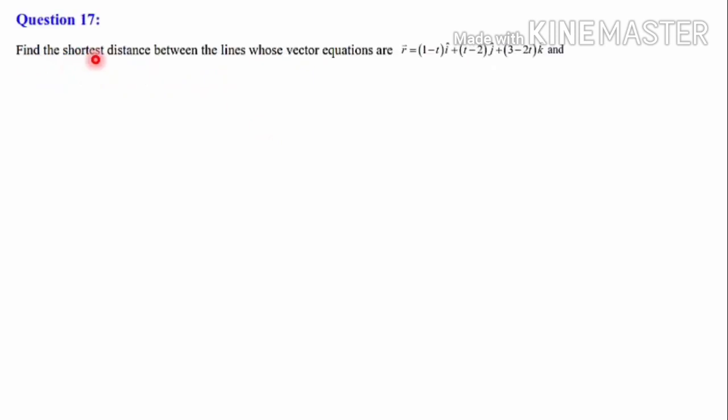Move on to question number 17. The question is, find the shortest distance between the lines whose vector equations are vector r is equal to 1 minus t into i cap plus t minus 2 into j cap plus 3 minus 2t into k cap, and vector r is equal to s plus 1 into i cap plus 2s minus 1 into j cap minus 2s plus 1 into k cap.